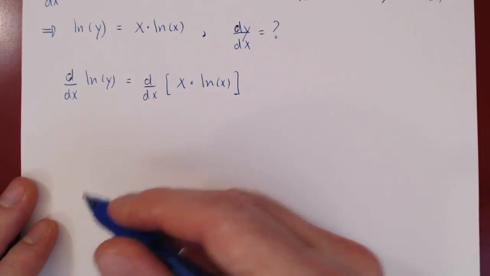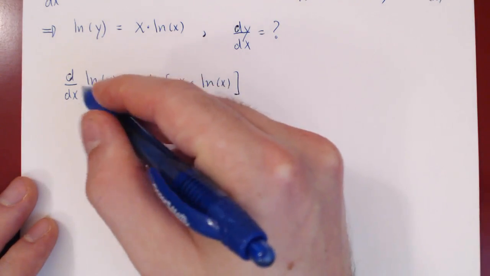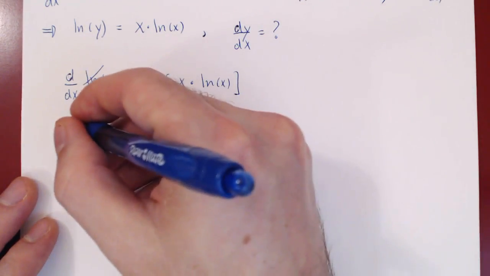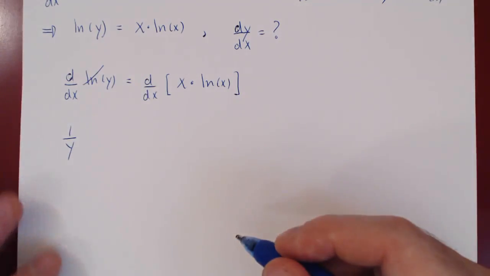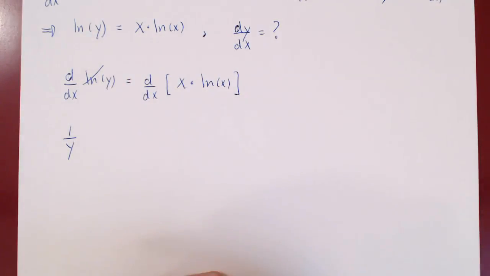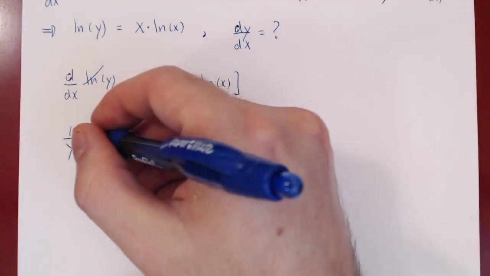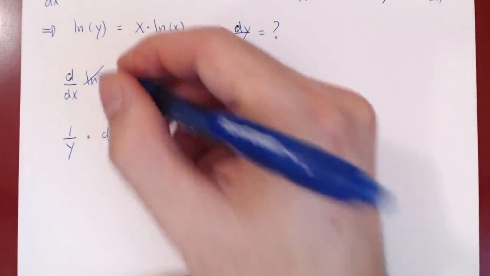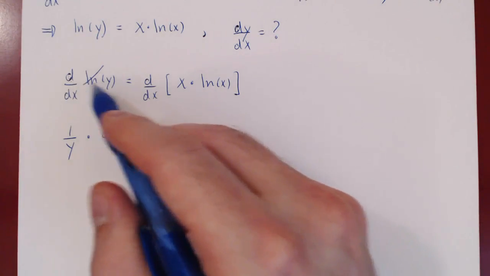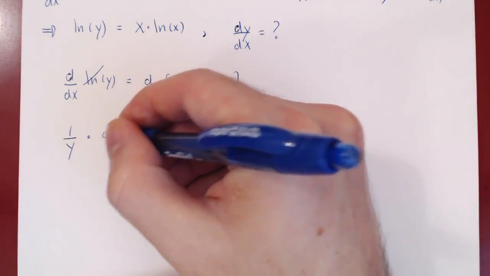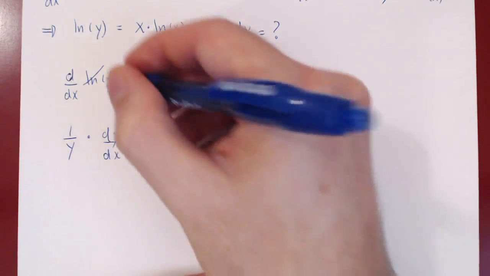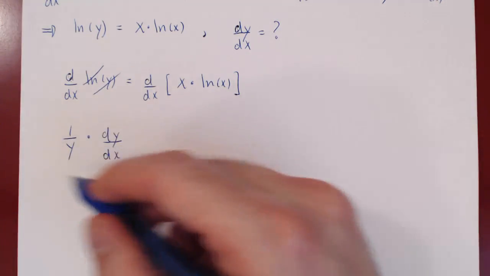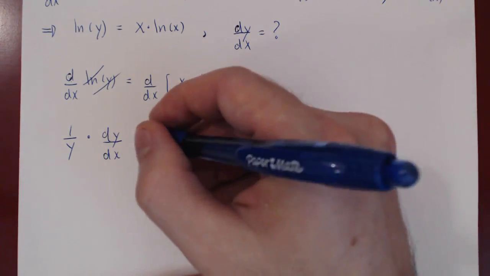Differentiating the outside function by the chain rule, we differentiate ln, and the derivative of ln is 1 over the argument, 1 over y. But there's still a y left over. By the chain rule, we have to multiply what we have so far by the derivative of what's left over. What's left over is y, therefore the derivative is dy over dx. Now on the left-hand side, there is nothing left over, so we are done differentiating the left-hand side, equals.